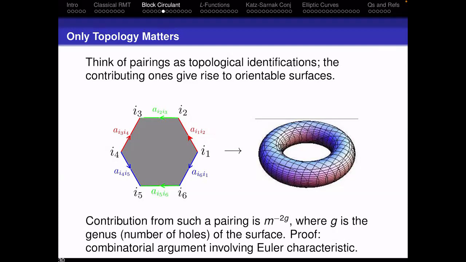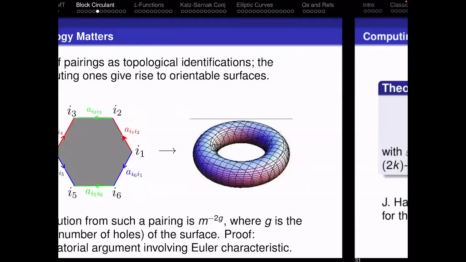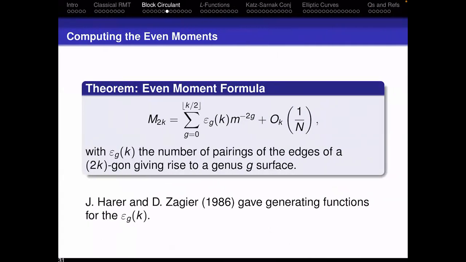And so you now need to input into your theory these counts. And once you know how many times you have a genus 2 surface, then its contribution is going to be m to the negative 4. How many times you have a genus 3 surface, its contribution is going to be m to the minus 6. And it turns out that there is a beautiful formula due to Harer and Zagier that gave a generating function for the number of pairings of a 2k-gon giving rise to a genus g surface.